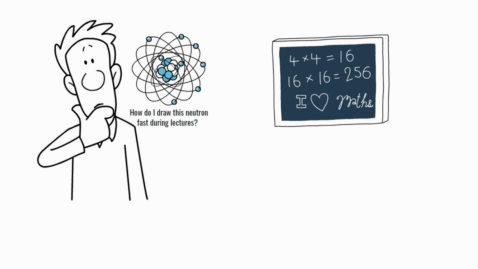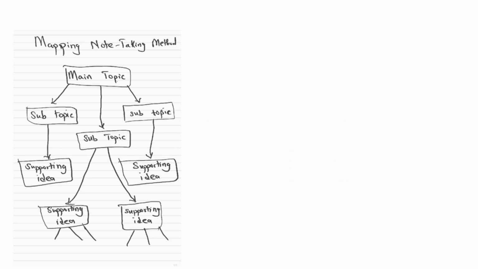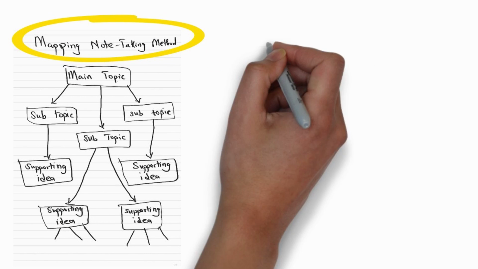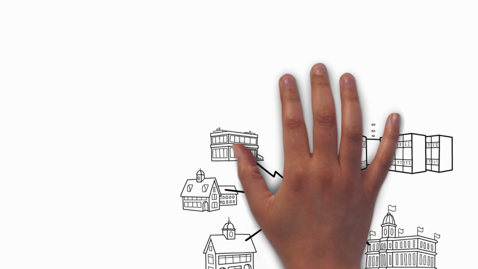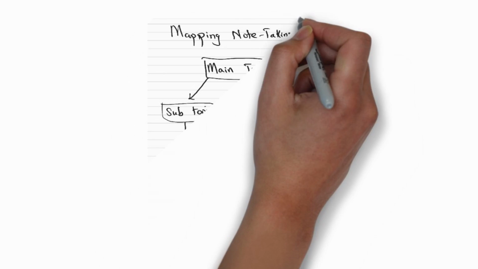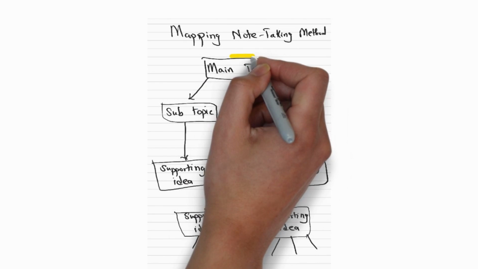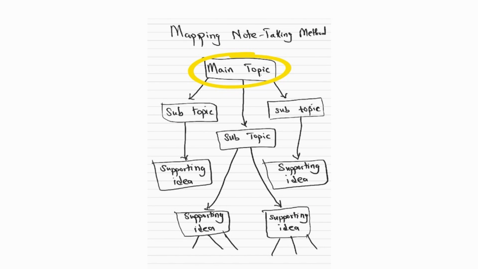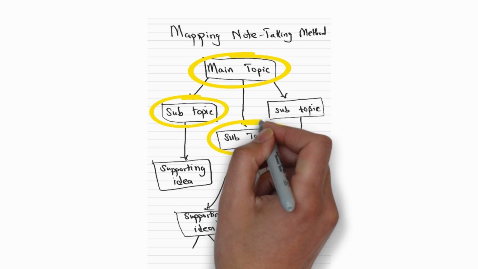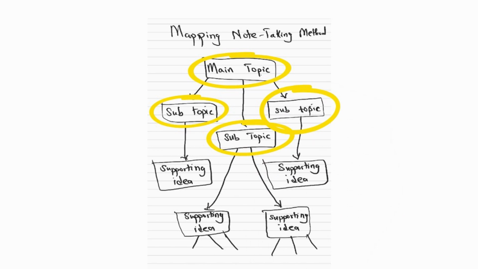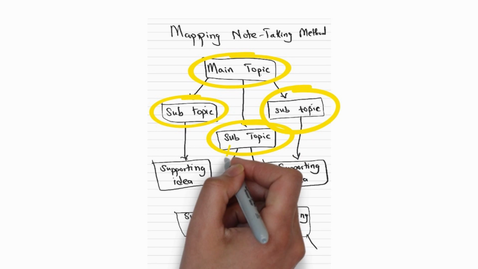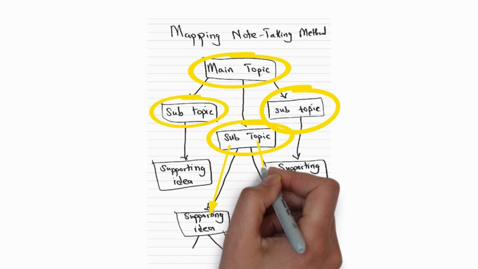The third is the mapping method. This method is like a tree with branches or a cloud with arms. It begins with one idea in the middle, the main topic, and then has branches, major points, reaching out with smaller branches, sub-points underneath. It helps to establish relationships between topics.